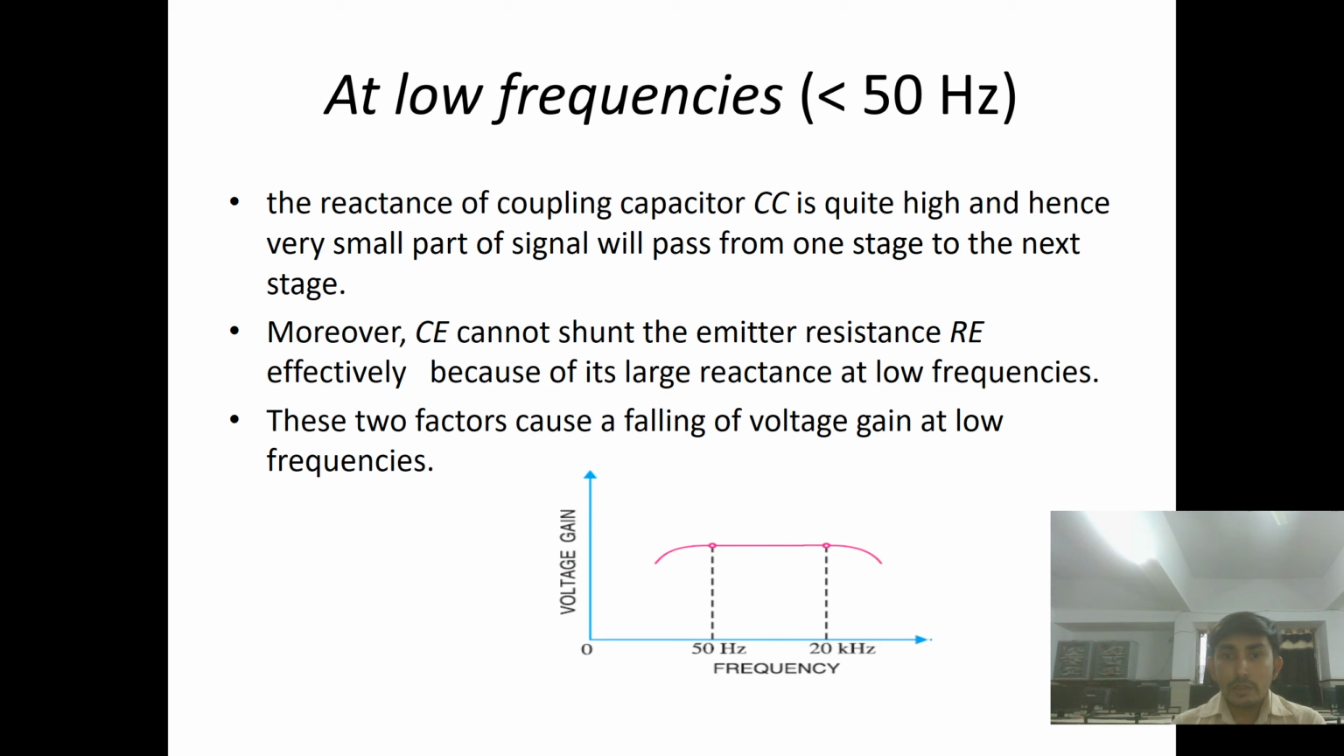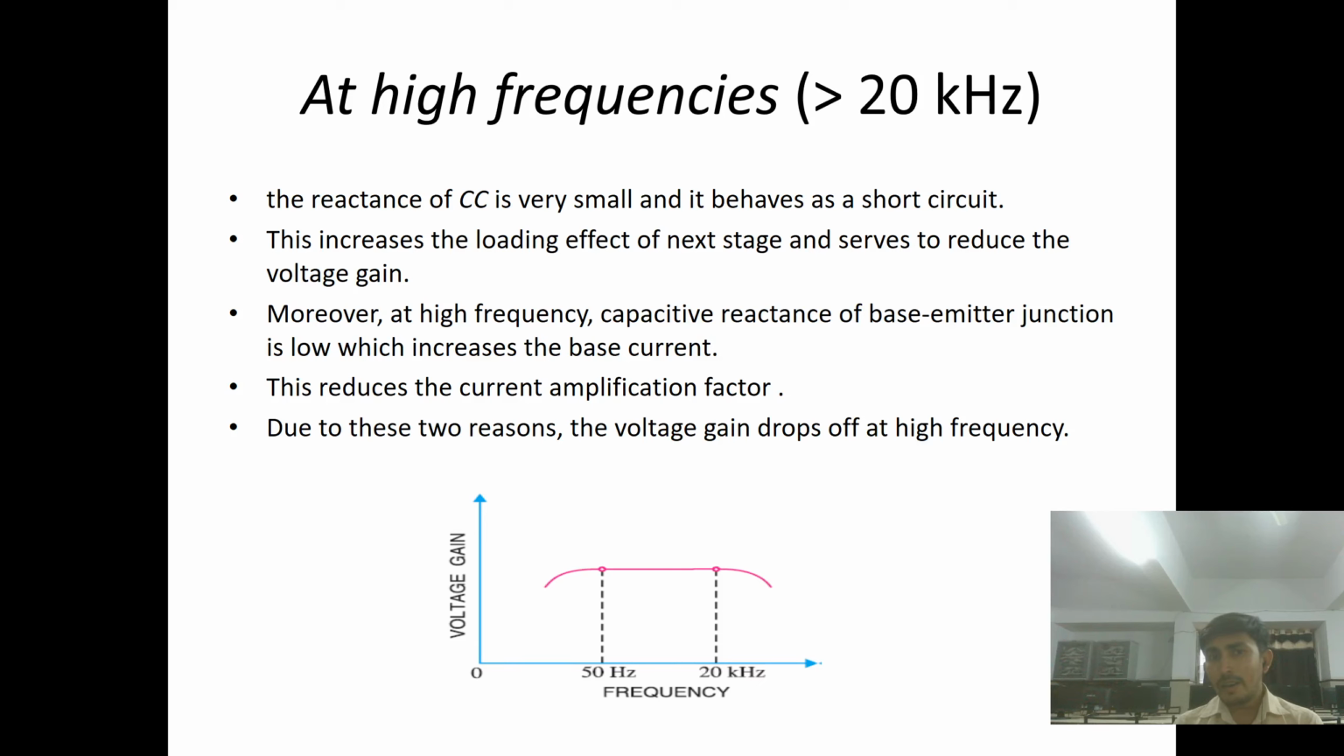At low frequency, the gain will be reduced because of the coupling capacitor and bypass capacitor. Similarly, for the high frequency, the gain will be reduced because of the coupling capacitor, which behaves as a short circuit, and because of the increase in frequency, the base current also increases. Due to the base current increase, the current amplification factor decreases. So ultimately, due to these two reasons, the voltage gain will drop.